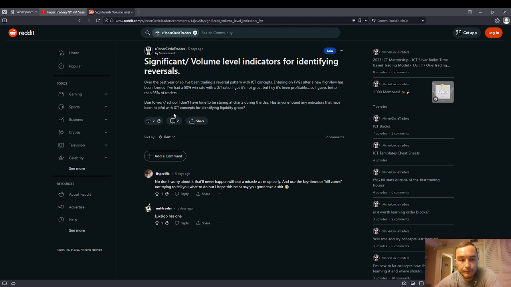Has anyone found indicators that have been helpful with ICT concepts for identifying liquidity grabs? It's too rudimentary. You're not thinking about it correctly. I understand that on TradingView there's Lux Algo and there are other automatic indicators. You should really move away from that. You're going to hinder your own learning and your own development if you're depending on what Michael is not telling you. I shouldn't say that.